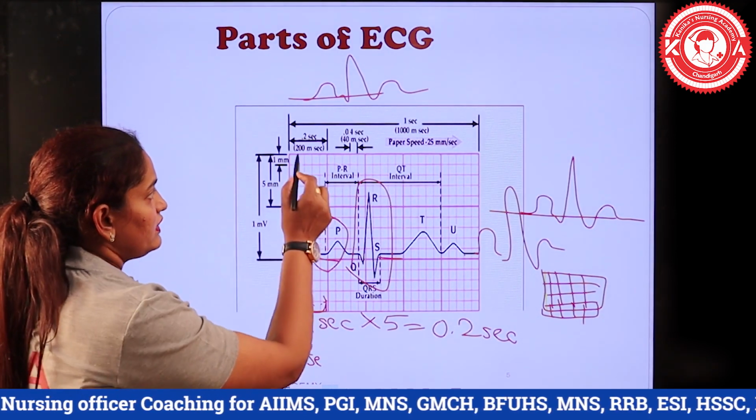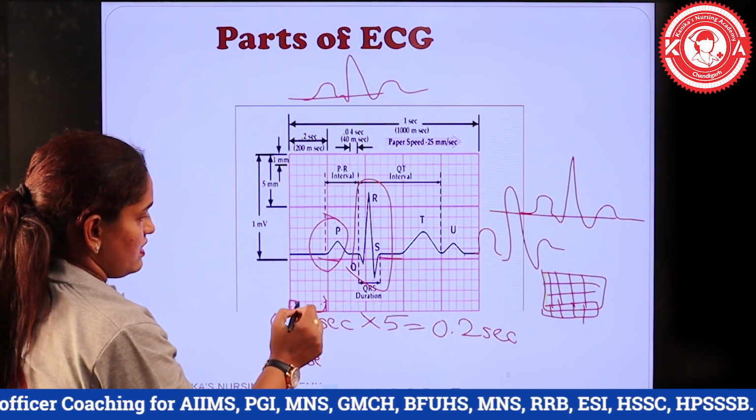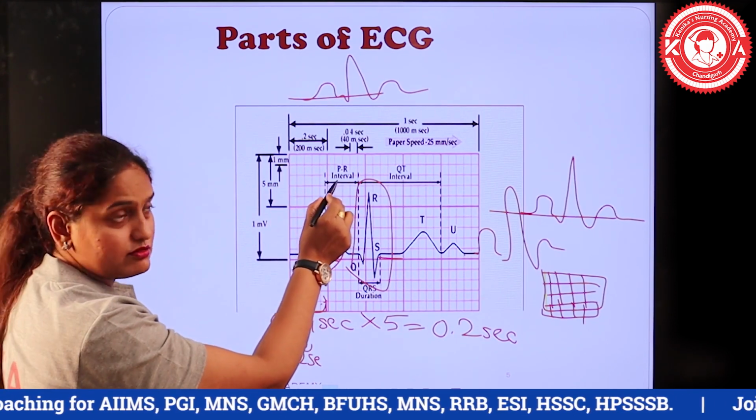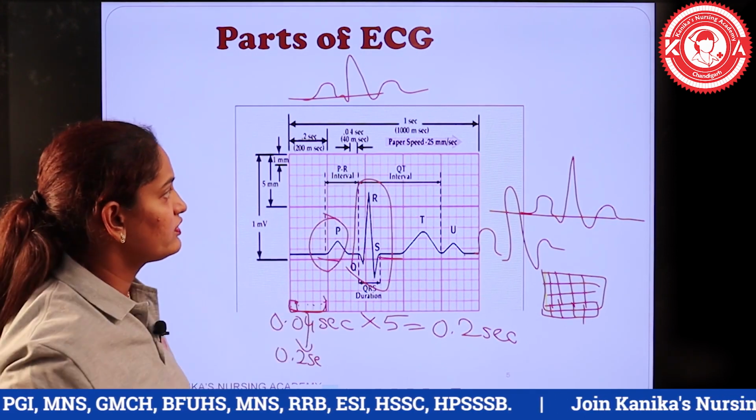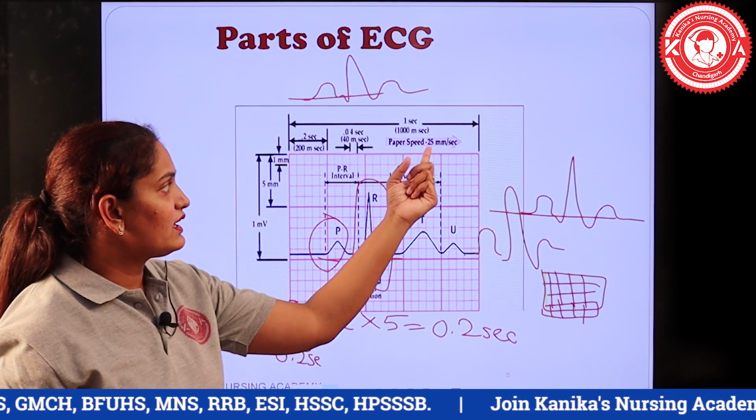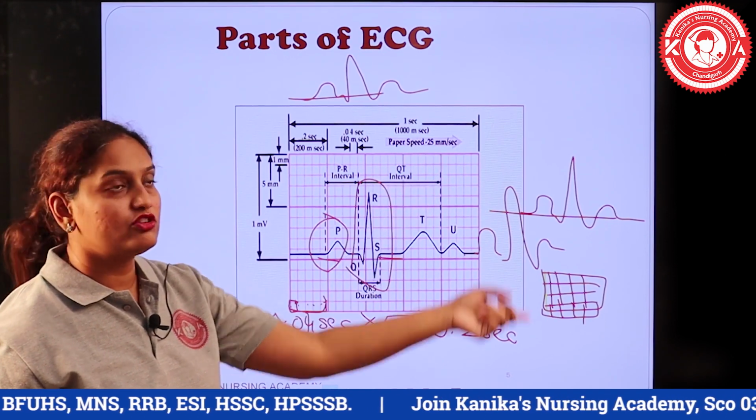ओके, then यहाँ पर भी same बता रखा है, ये 200 मिली सेकेंड्स में बताया हुआ है and 0.2 सेकेंड्स में, and this is 40 मिली सेकेंड और 0.04 सेकेंड्स. और यहाँ पर हमें लिखा दिखा रहा है पेपर स्पीड 25 मिलीमीटर्स पर सेकेंड.